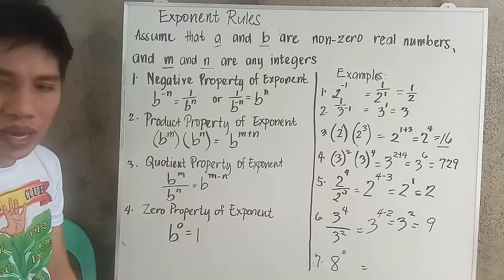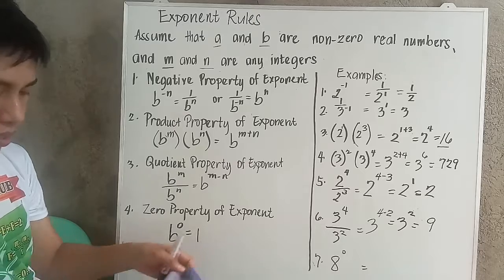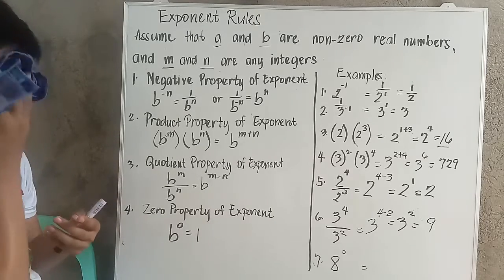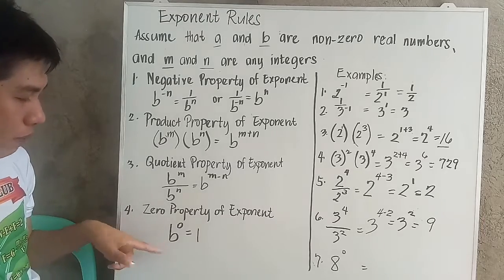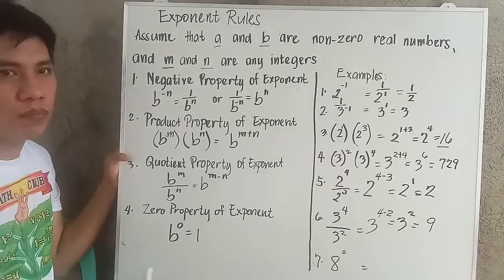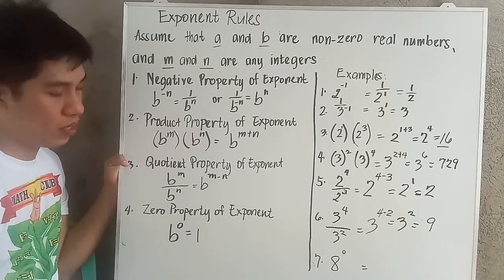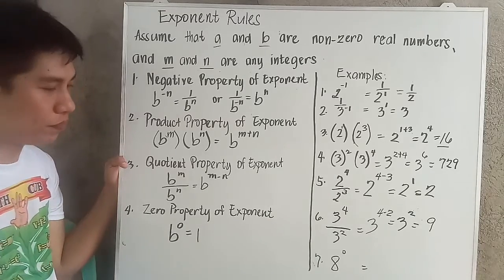So that would be for the quotient property of exponent. So this time we have the zero property of exponent. So in this case, any base or any number, the b here, the base, if the base is raised to the power of 0, the result is equal to 1. Or any number raised to the power of 0 is equal to 1.